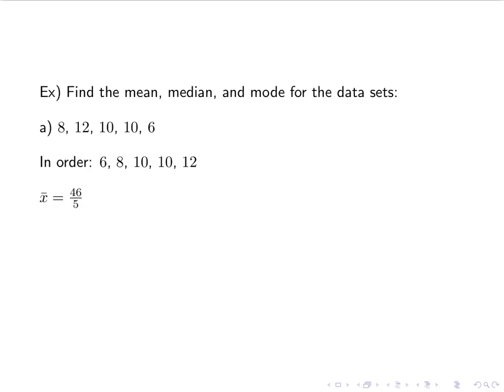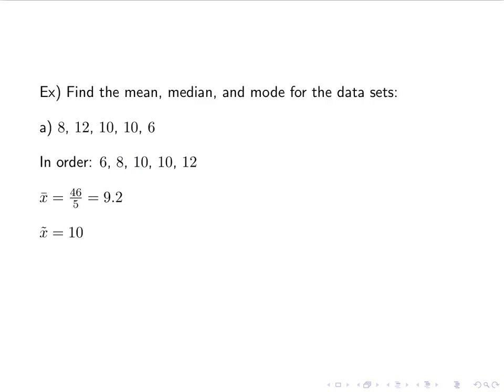The mean, I'm going to add up the numbers. If I add up those numbers, I get 46. And I'm going to divide by 5 because that's how many numbers we have. And that gives us a mean of 9.2. And again, hopefully that makes sense. If I were to add that to my data set, it would end up here, which is in the middle.